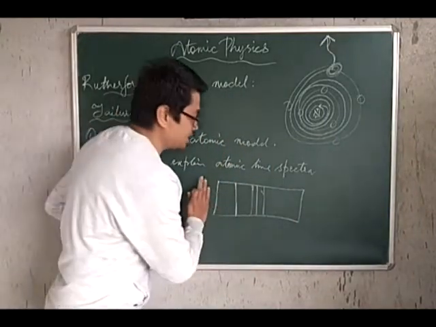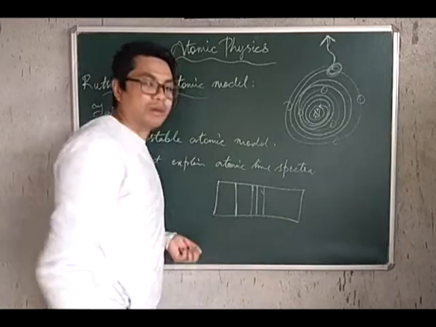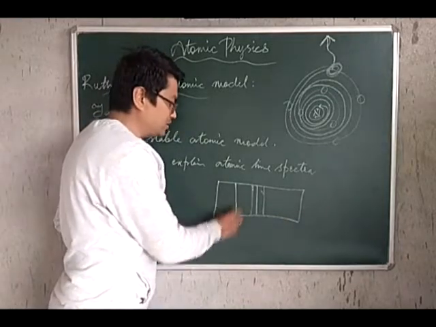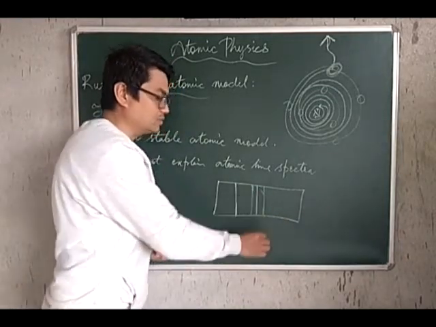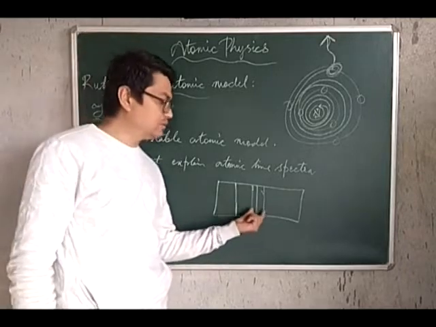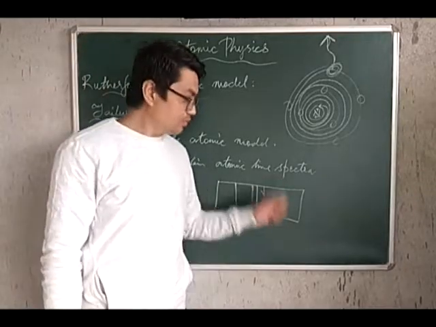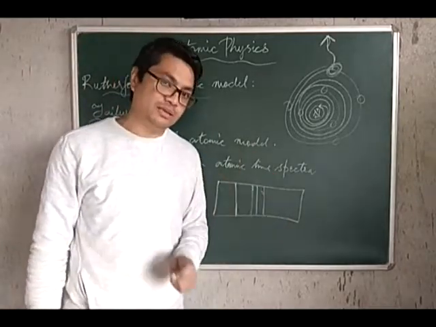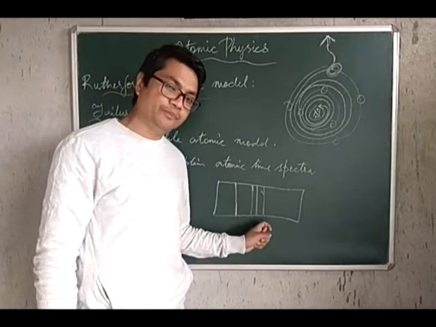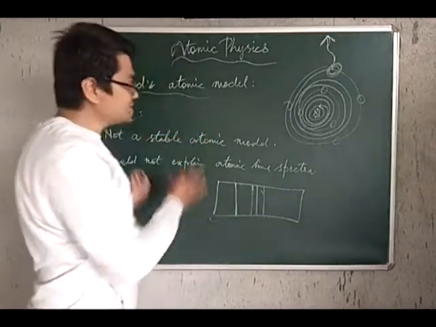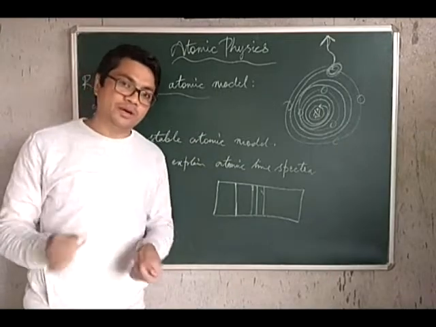But we do not see a continuous band kind of a spectrum. We rather see one over here, one over here, one over here, like that, at certain intervals, certain gaps. So Rutherford's atomic model could not explain this. This is actually what is seen, and this is where Rutherford's atomic model fails.